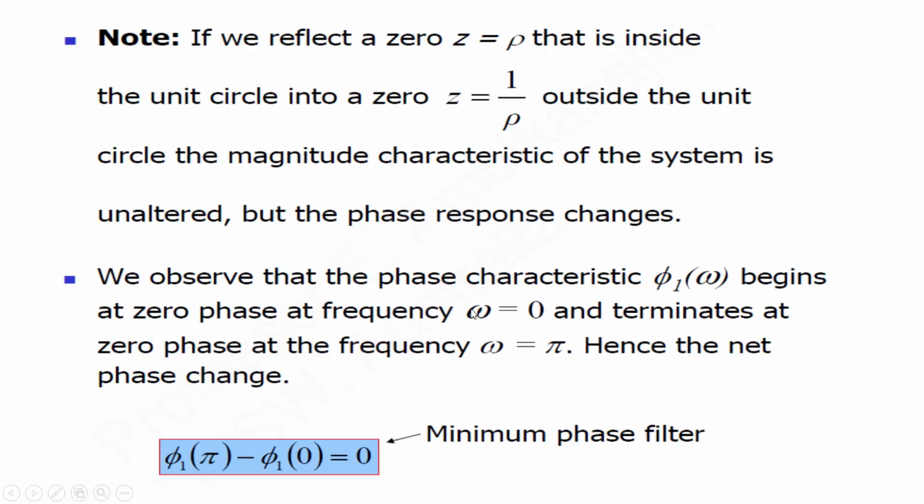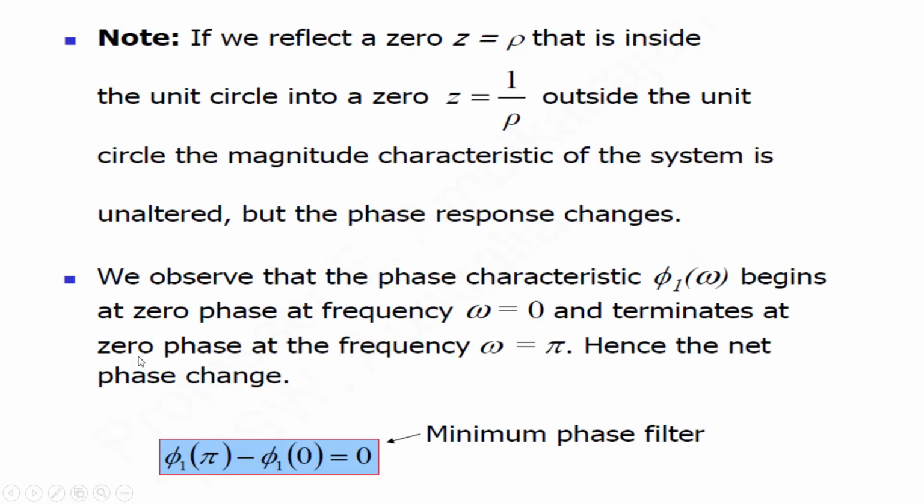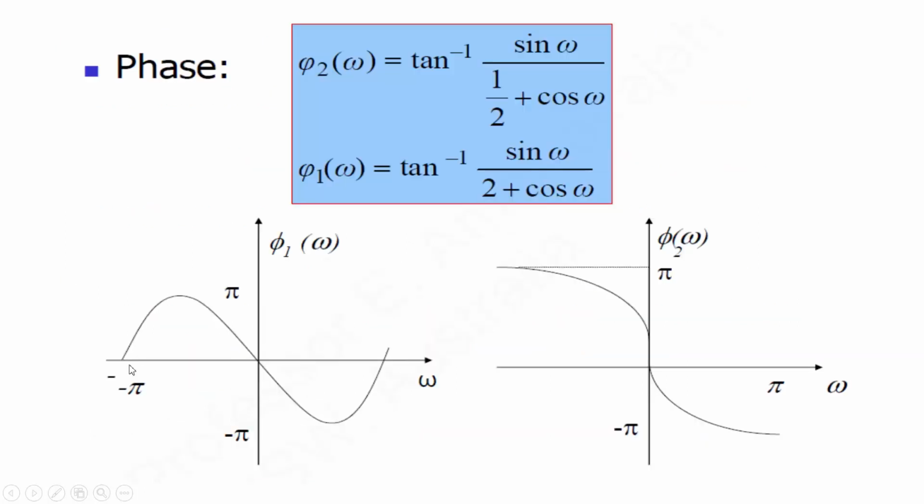And we observe that the phase characteristic phi 1 omega begins at 0 phase at frequency omega equal to 0. So at omega equal to 0, it begins from 0 for phi 1 omega and terminates at 0 at the frequency omega equal to pi, or minus pi. So it starts from 0, and it terminates at 0.